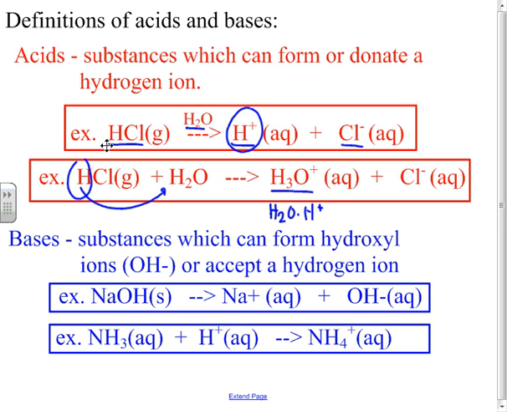Bases, on the other hand, are substances which can form hydroxyl ions or OH minus ions in solution, or they can accept a hydrogen ion. For example, sodium hydroxide is a base and it forms hydroxide ions, so we define that as a base. Here is ammonia. It is a base because it can accept a hydrogen ion. If it comes into contact with a hydrogen ion, it will hydrogen bond to that to form the ammonium polyatomic ion. And since it's a hydrogen ion acceptor, that is therefore a base.